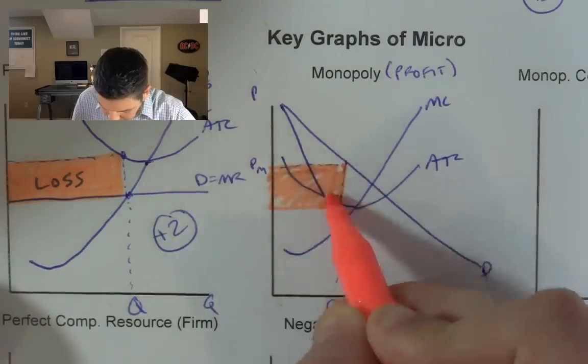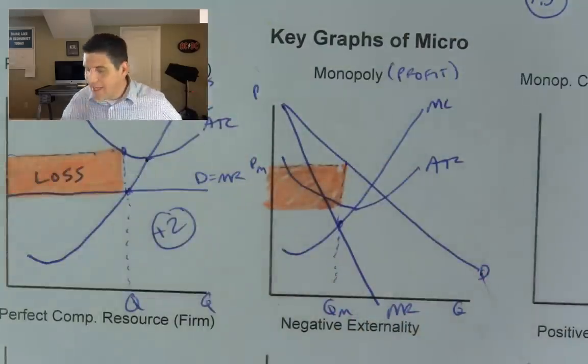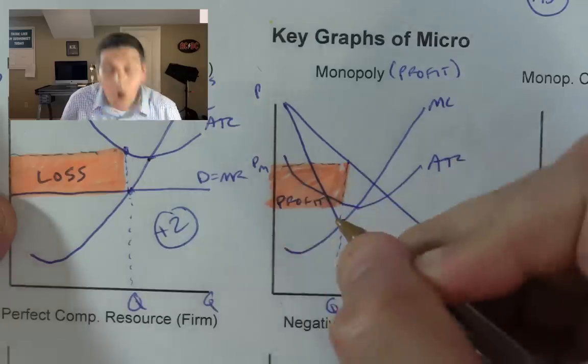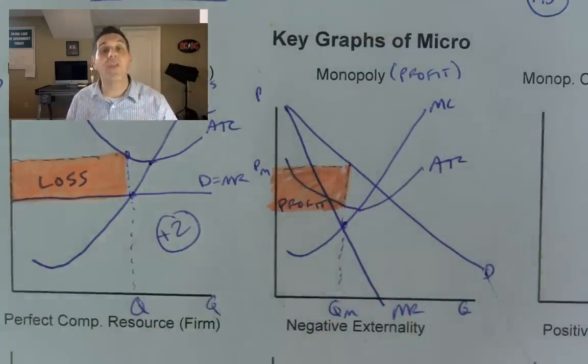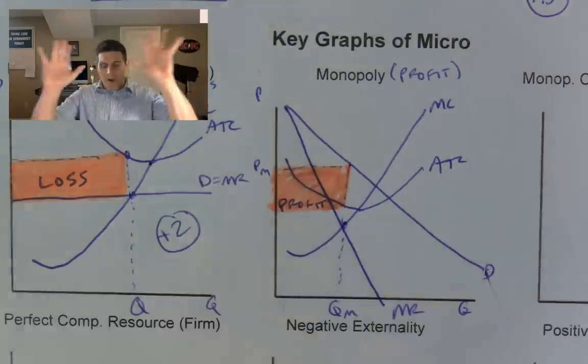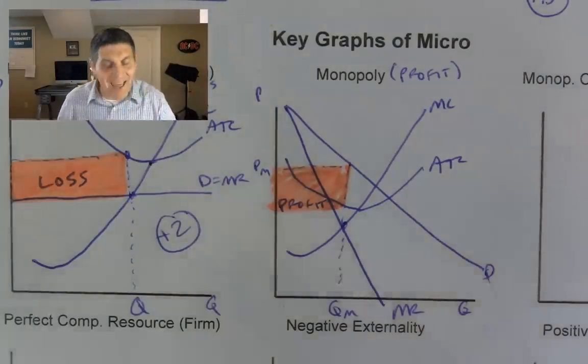Right there. Okay. Let me know in the comments how you guys did. Keep in mind, if there's a profit being made, I'll write profit over here. Other firms are going to, finish my sentence, other firms are going to... nothing. Remember, it's a monopoly. Other firms are not going to enter. If you said enter, no, they're not going to enter.